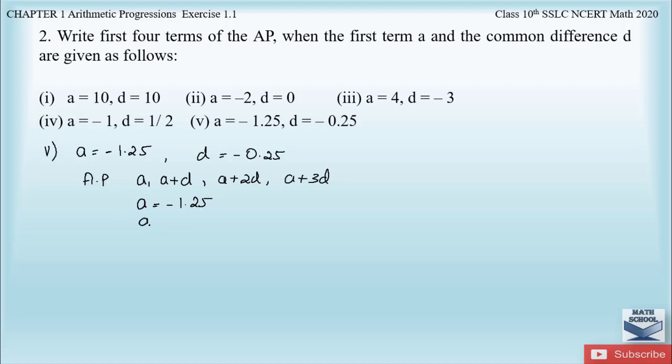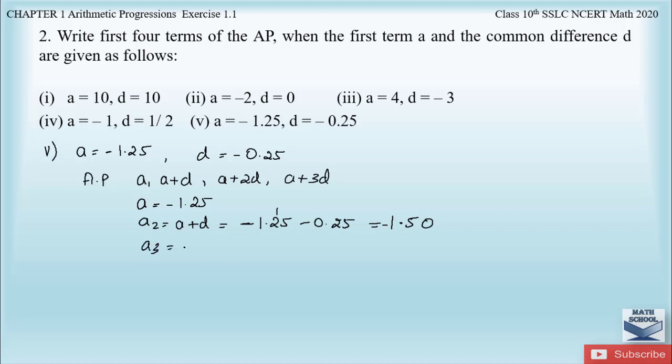So the second term a2 will be a plus d, that is a value is minus 1.25 and d value is minus 0.25. So adding these two, 5 plus 5 is 10, carry 1, so 2 plus 2 is 4 and 5, then the point comes, then 1 plus 0 is 1, so minus 1.5 is the result.